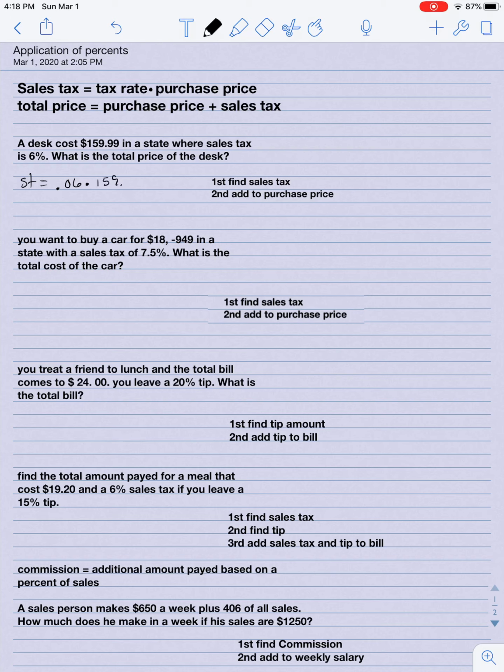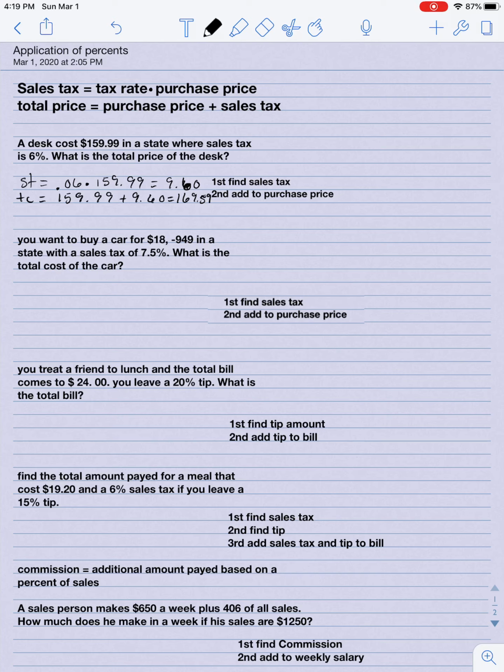So that was 159.99. Okay, so when you take 6% of 159.99, you get $9.60. Okay, so that's how much you're paying in addition to the cost. So now to find your total cost, so TC, that is going to be your original price plus your sales tax. That's going to equal 169.59.